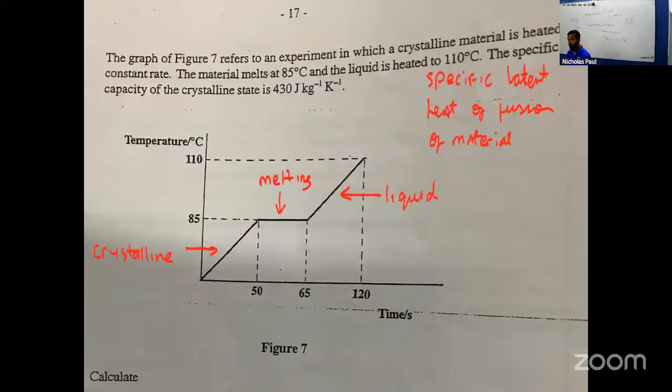Okay? So they gave us the specific heat capacity during the crystalline state, right? And they said the same heat is being supplied all the time. Any ideas what we can do? Look at what they give you.